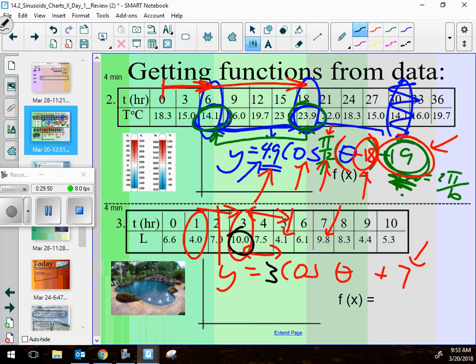Another way you can do that is take this and find the difference, but then cut it in half, because that's the difference from the lowest to the highest, and that's not really how you do amplitude, so you've got to cut it in half. Either way, that's a 3. That's the last point we're going to check.